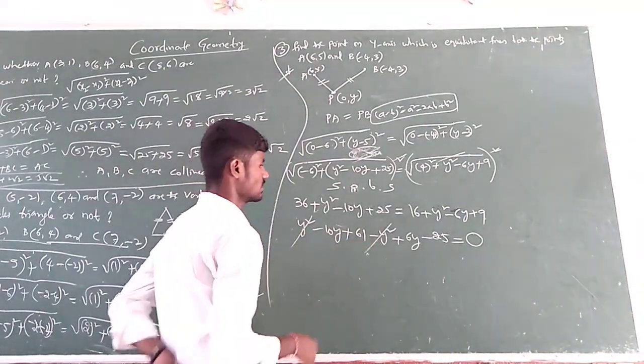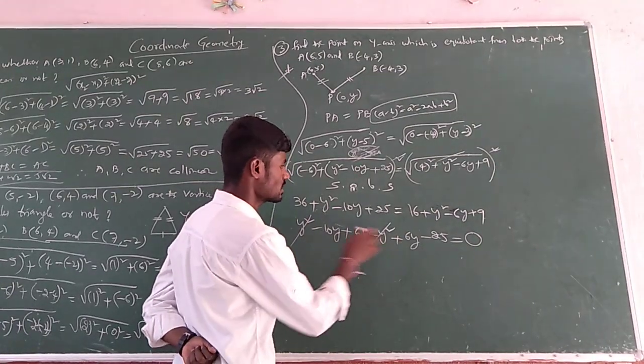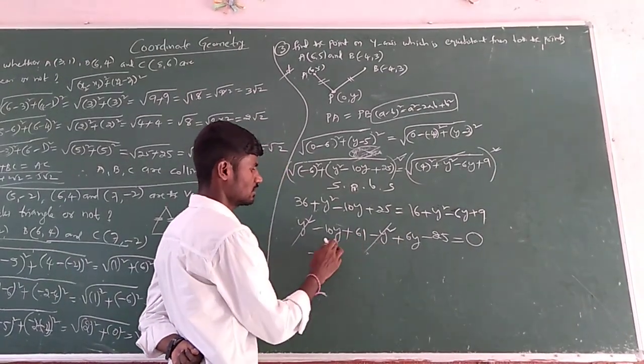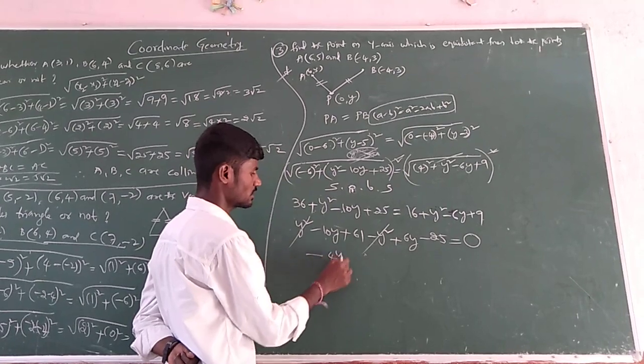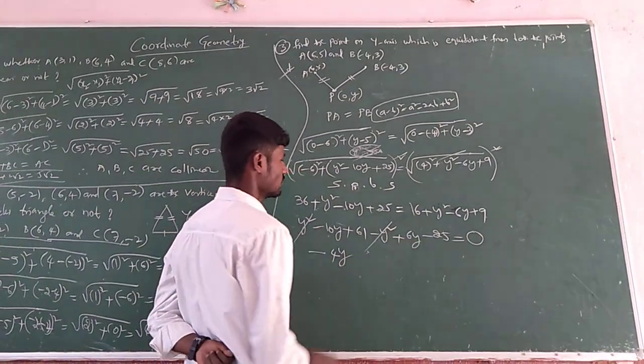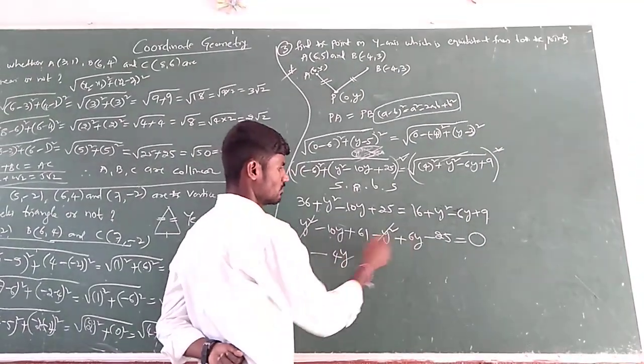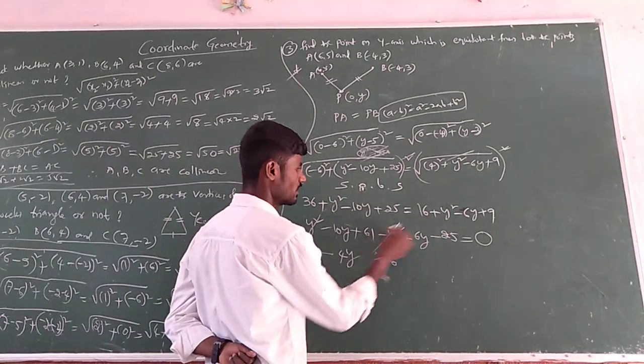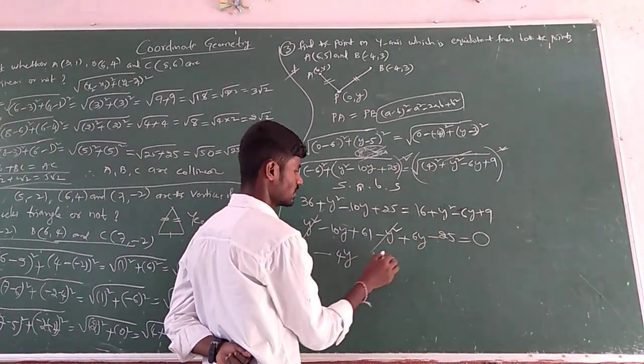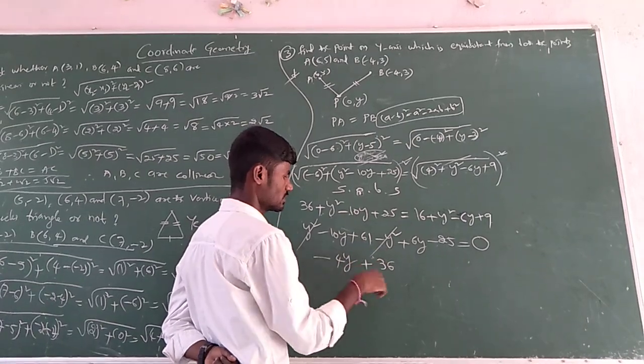Now y square minus y square cancel. Minus 10y plus 6y, what is the result? Minus 10 plus 6 is minus 4y. Then 61 minus 25, what is the result? 1 minus 5 means 11 minus 5 is 6, it becomes 5, 5 minus 2 is 3. So 36 plus, equals 0.